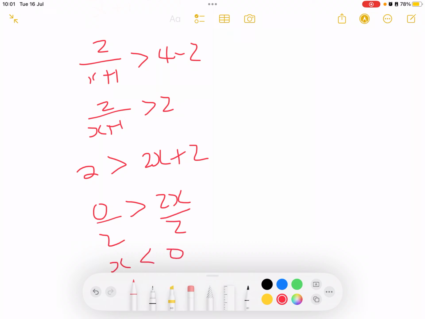Now, this graph has an asymptote at x plus 1 equal to 0, whereby the vertical asymptote is x equal to minus 1. This means that the graph will not touch at minus 1, but the values that we're looking for are found to be less than 0. And therefore, this means the values of x will be when minus 1 is less than x and x is less than 0.